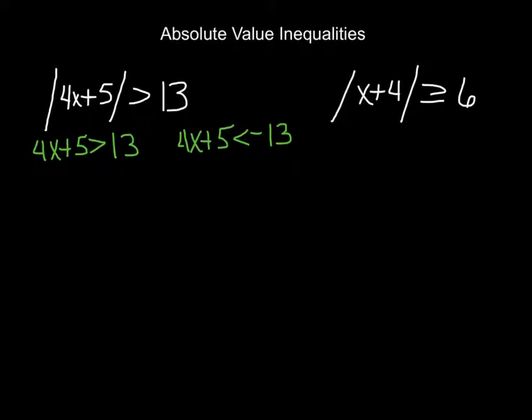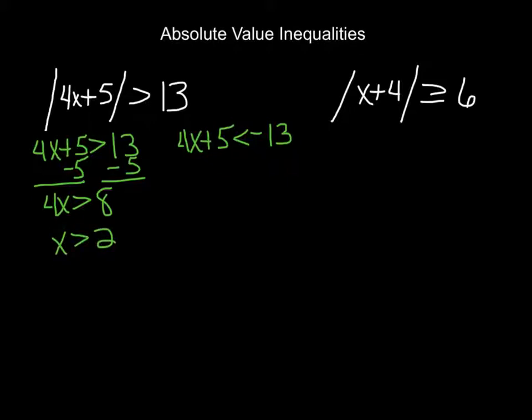So now we are going to solve this. We're going to subtract 5 from the left, so we subtract it from the right. We have 4x is greater than 13 minus 5, which is 8. Now we're going to divide by 4 and we're going to get that x is greater than 2.